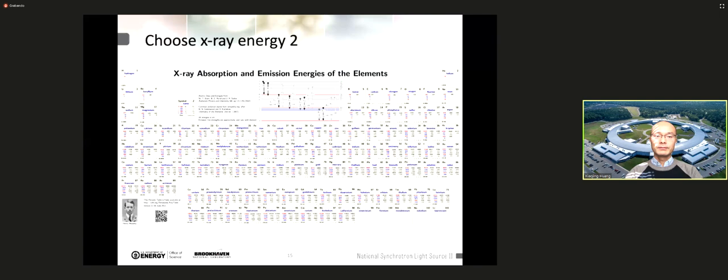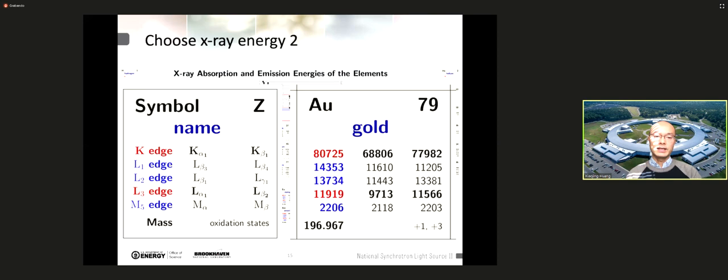Because we need to excite the electrons to create this fluorescence signal, we need to ask ourselves what energy we need to use to realize this excitation. If we take a close look at this table, the first column stands for the excitation energy for a certain edge. Take gold, for example. If you want to excite the L edge, the energy needs to reach 11.9 keV. That's the energy you need to make the excitation happen.